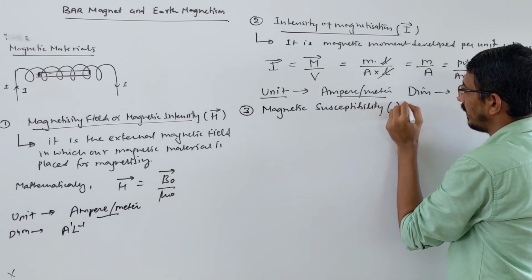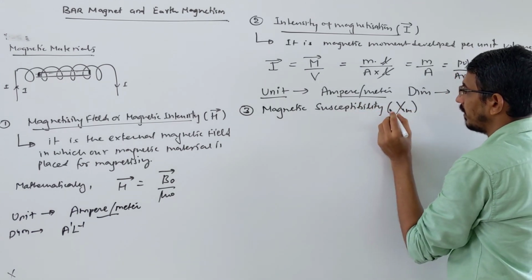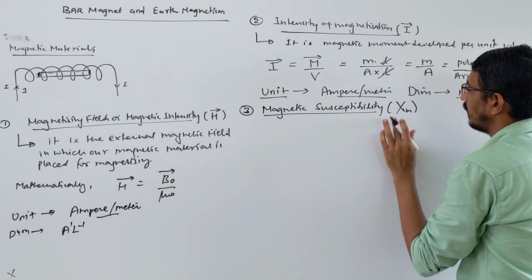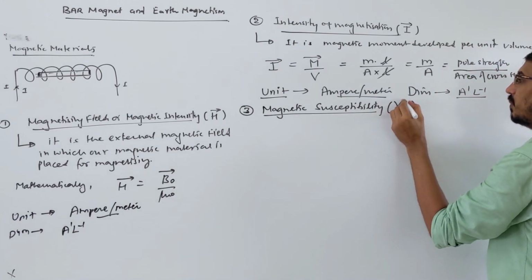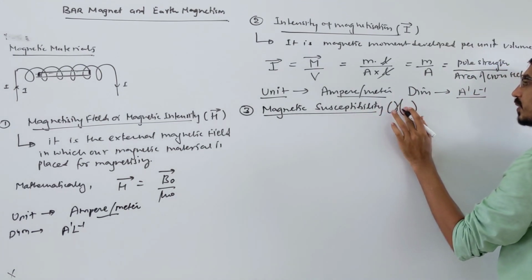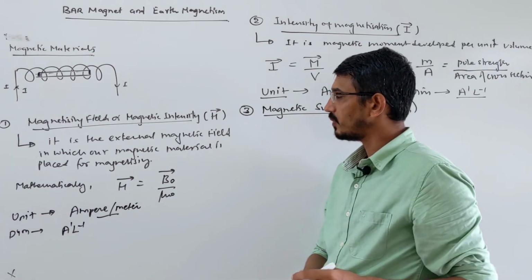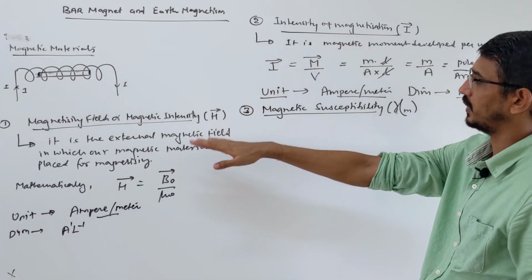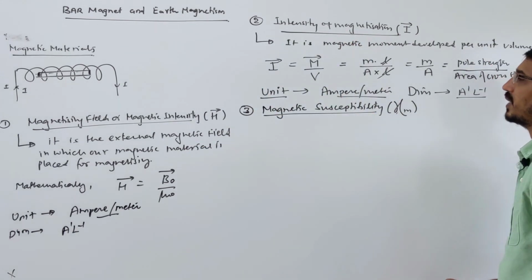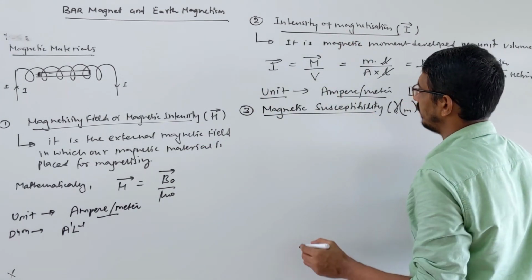Magnetic susceptibility, we write a chi symbol, chi M, for magnetic material. What is susceptibility? This is a ratio of these two things, that's all: your intensity of magnetization to the magnetizing field.